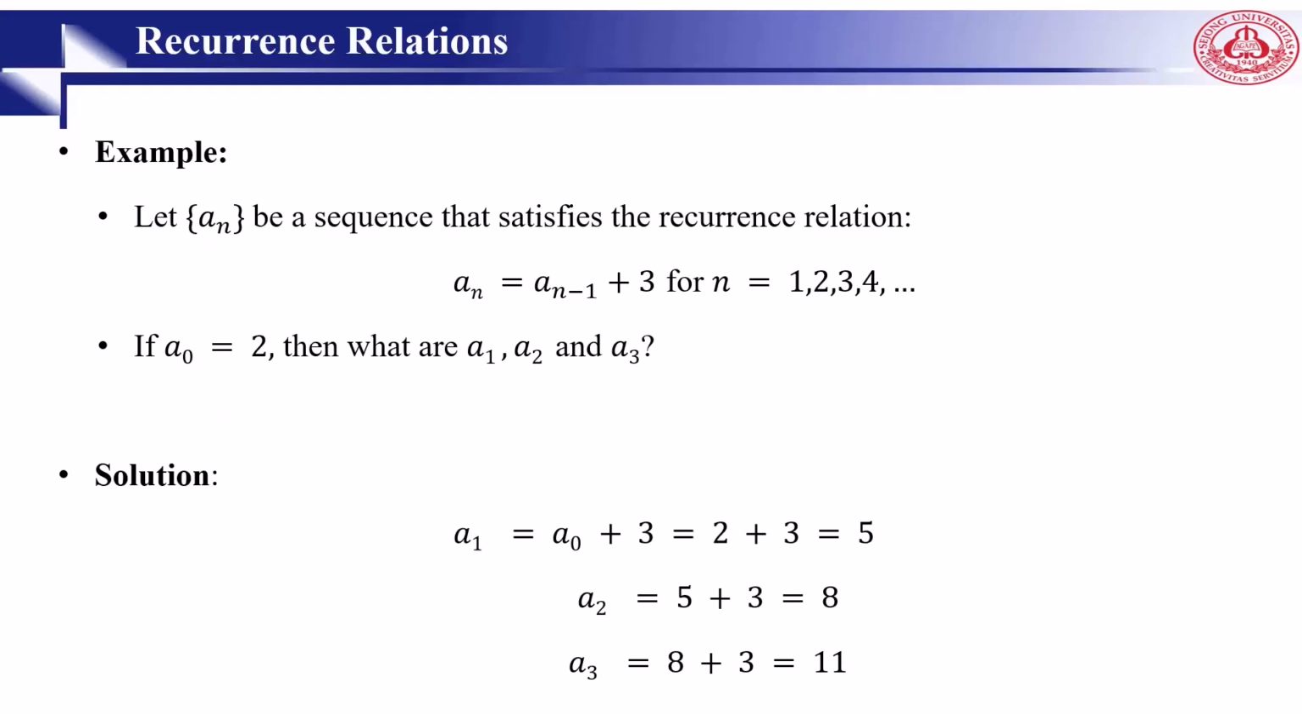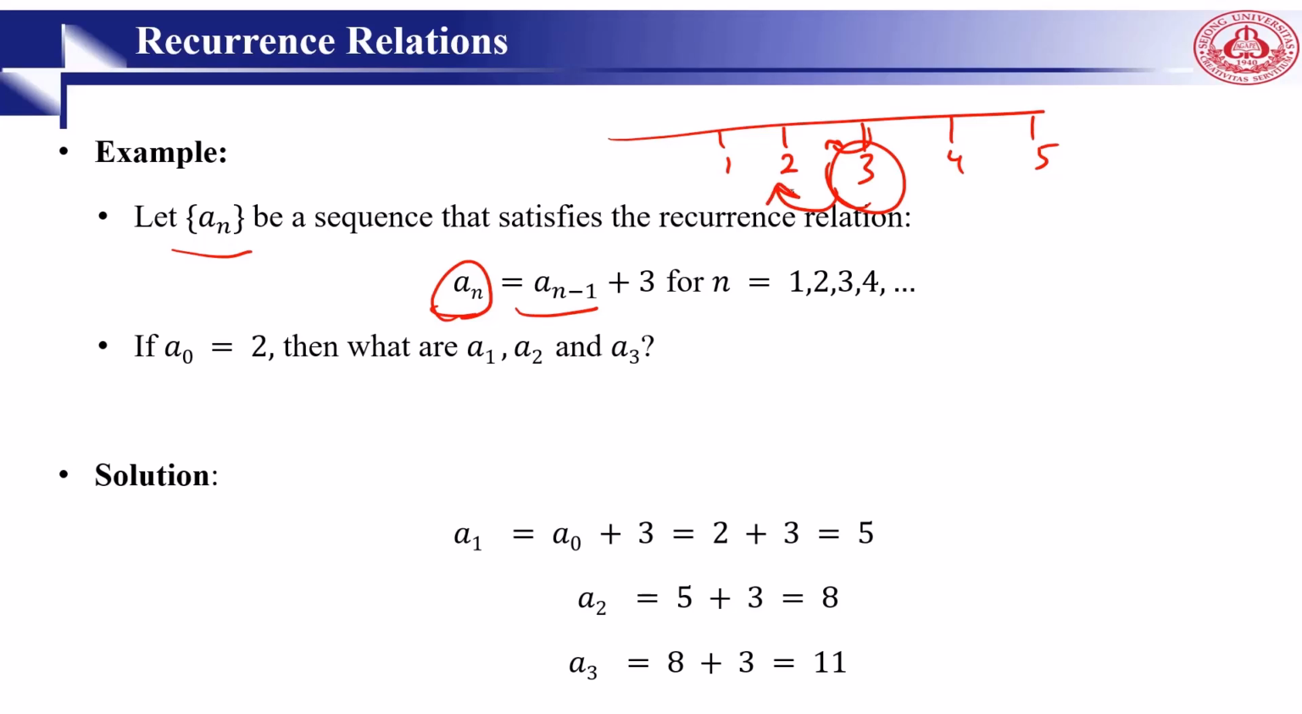So let's see one example. If we have a_n as a sequence that satisfies the recurrence relation a_n equals a_{n-1} plus 3, what is the meaning of recurrence here? We have a_n which asks for a_{n-1}. a_{n-1} means one before. So for example, we have 1, 2, 3, 4, 5. A of 3 is based on a of 2 plus 3. A of 2 is based on a of 1 plus 3.